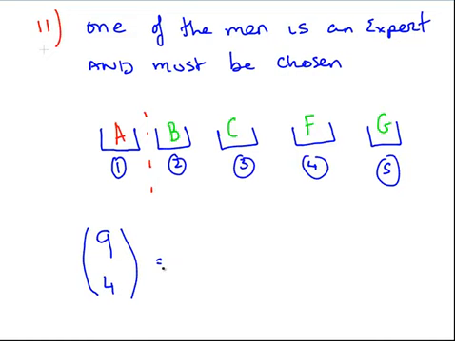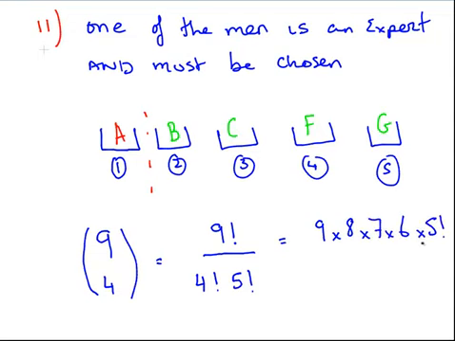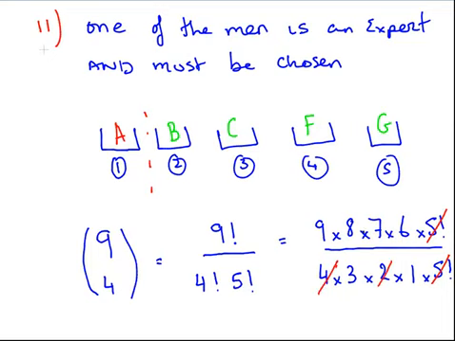We have 1 person who must be chosen, so essentially we have 9 people left and we just have to choose 4 from them. So again, 9 factorial over 4 factorial times 5 factorial, and that is equal to 9 by 8 by 7 by 6 by 5 factorial all over 4 by 3 by 2 by 1 times 5 factorial. The 5 factorials cancel out. The 4 and the 2 cancel out with the 8.